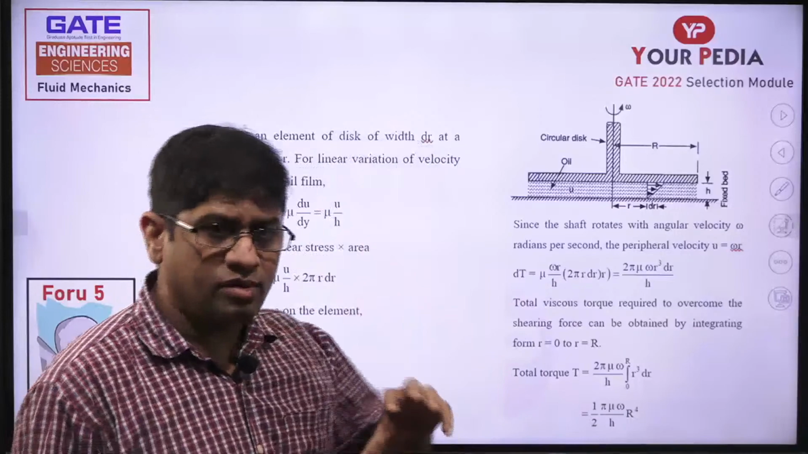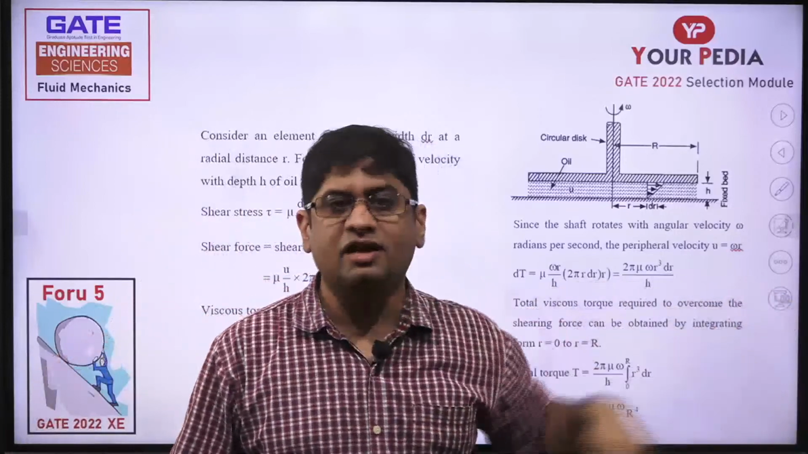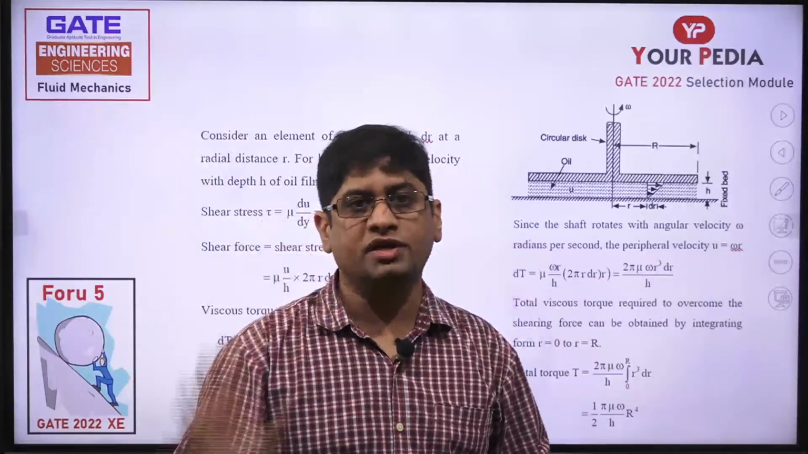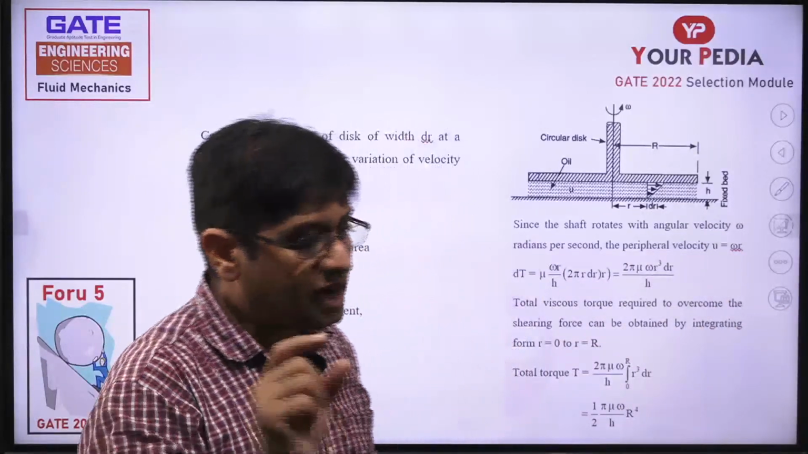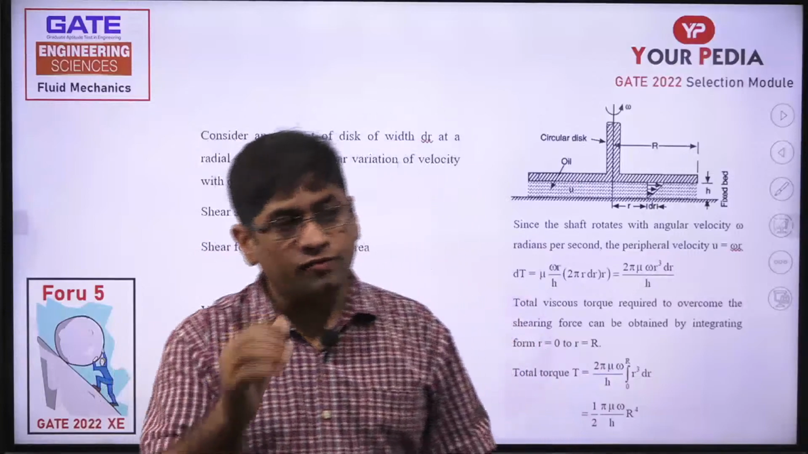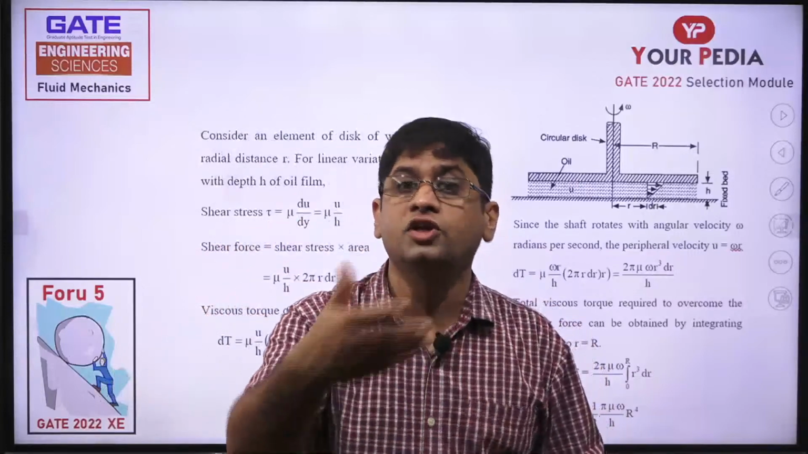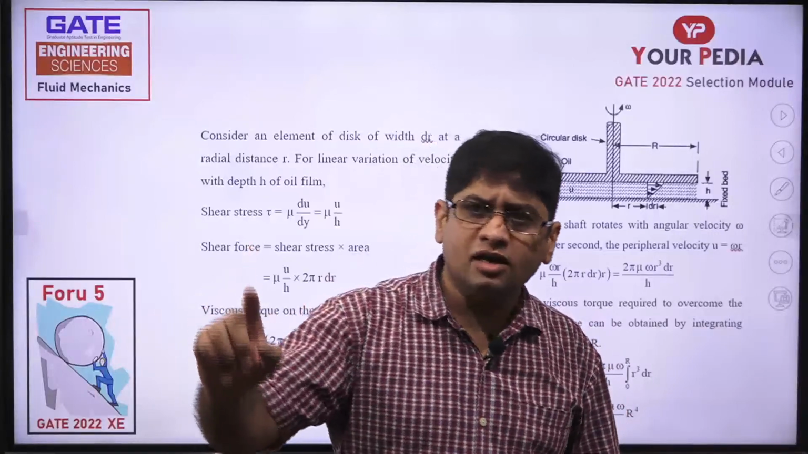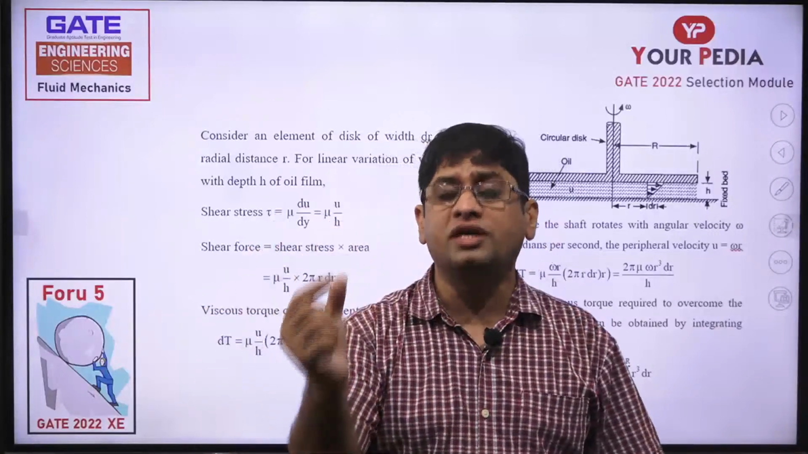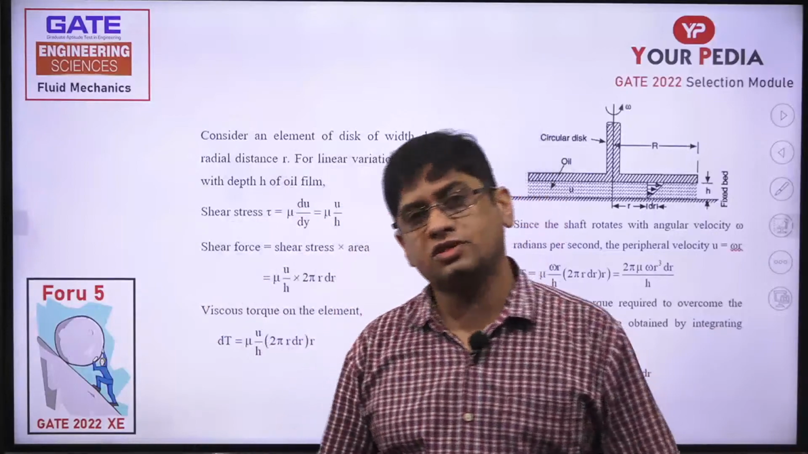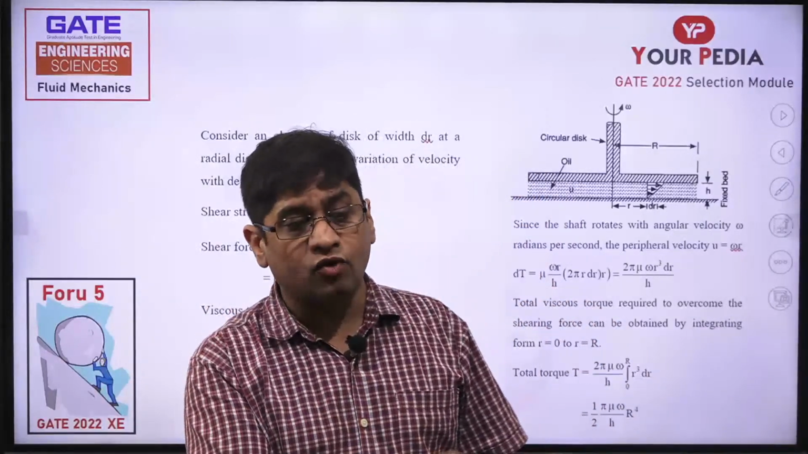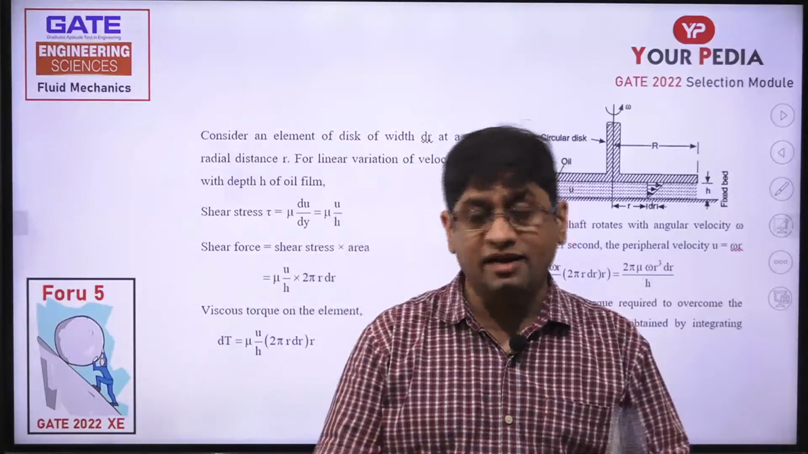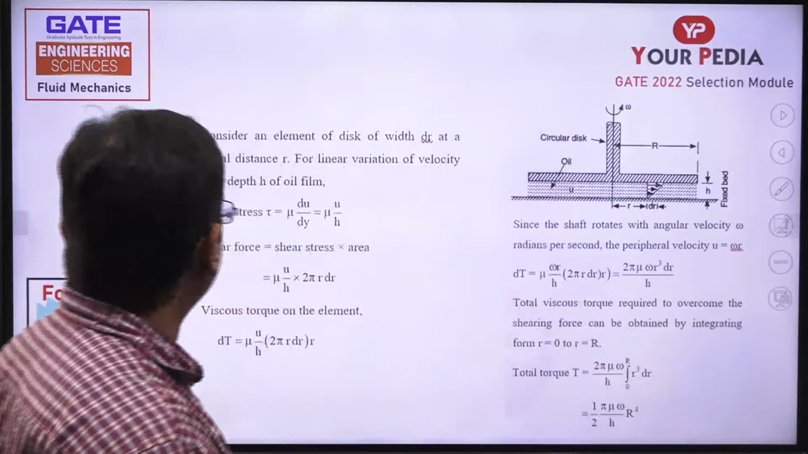Now can you tell me what is the area of this small elemental ring? The area of this small elemental ring is 2 pi r into dr. That is the contact area. Now if I get the shear stress through Newton's law of viscosity, then shear stress into 2 pi r into dr will be the drag force. And if I multiply drag force with the radius, that will give me torque, and that is what I want to find out, but I need to integrate in this particular case. So let's go this way.